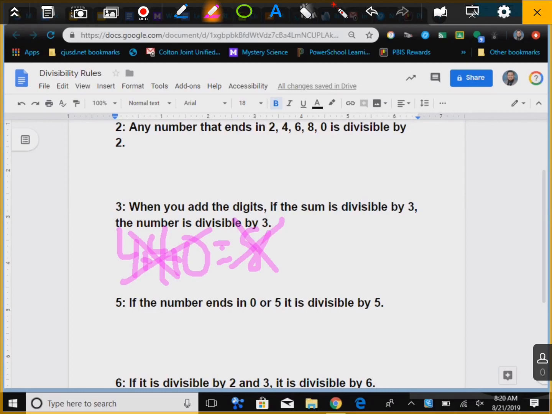If you have questions about these, like rule number 3, let me know. But divisibility rules are going to be very helpful for you in simplifying numbers, finding out what you can take out of a number to make it smaller, and just dividing numbers.